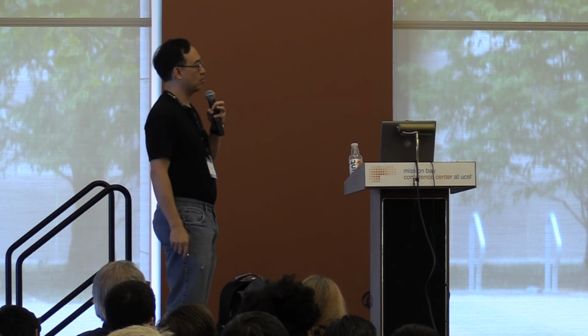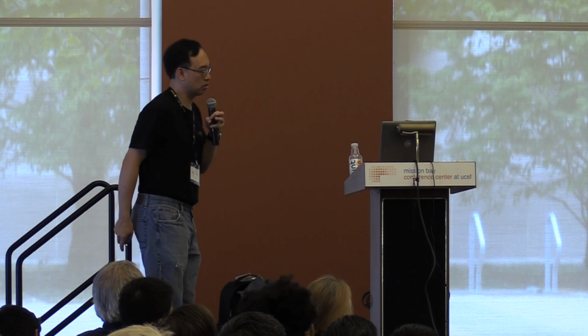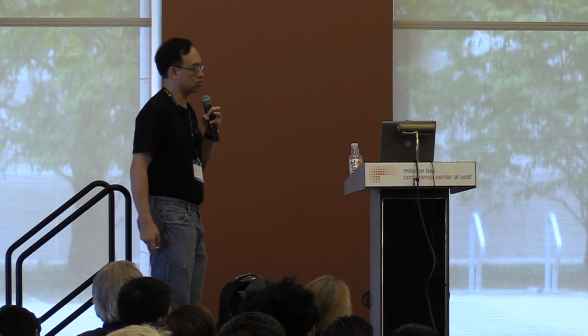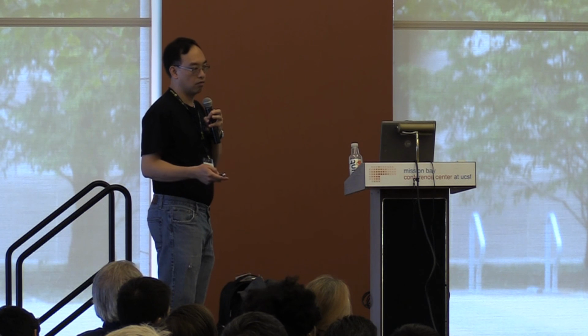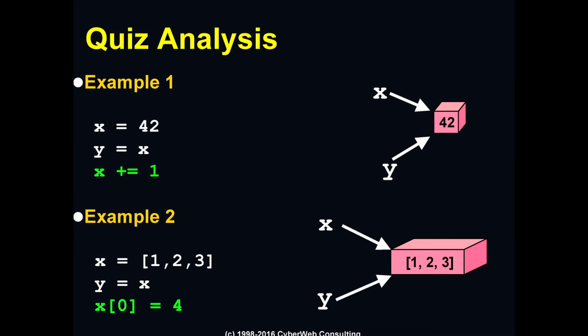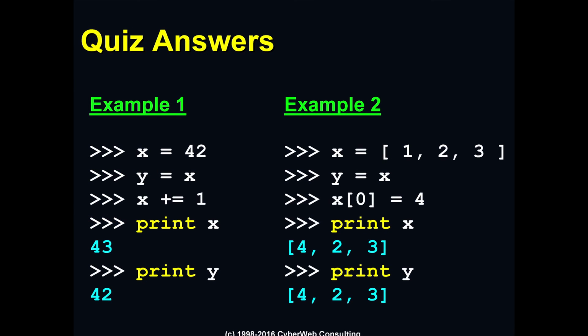43 and 42. How about the second example? x is a list, 1, 2, 3. y is x. x of 0 is 4. So 4, 2, 3. Okay. So x is 42, y is x, x plus equals 1. And here's the other one. x is 1, 2, 3, y is x, x of 0 is 4. And then what do we get?